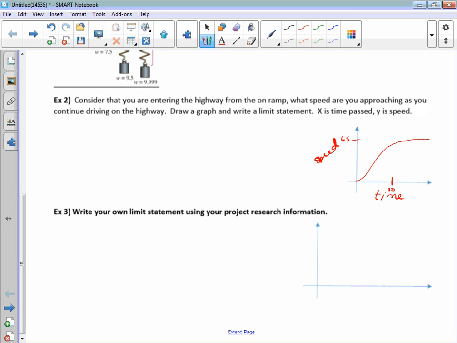So what we could say here is the limit of our function as x approaches 10 equals what? What are we leveling out to as we get to 10 seconds?